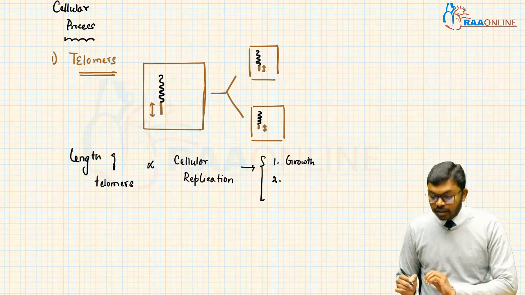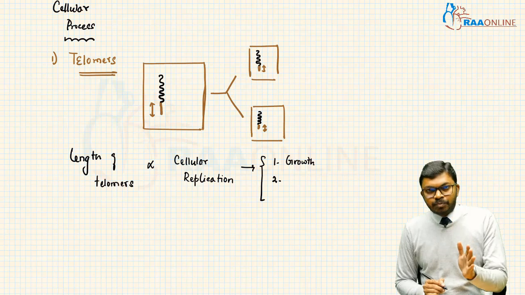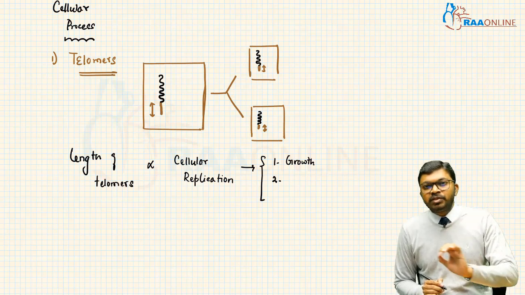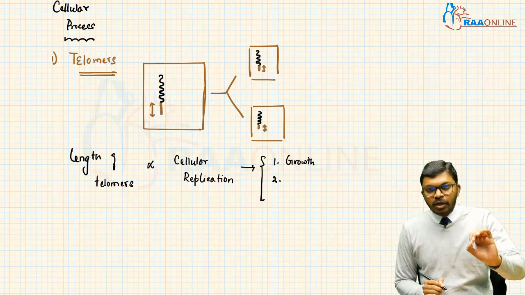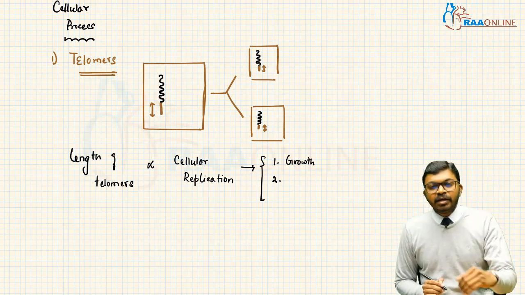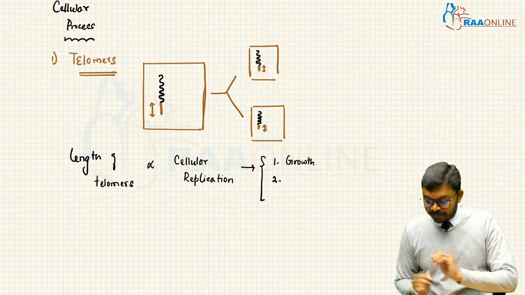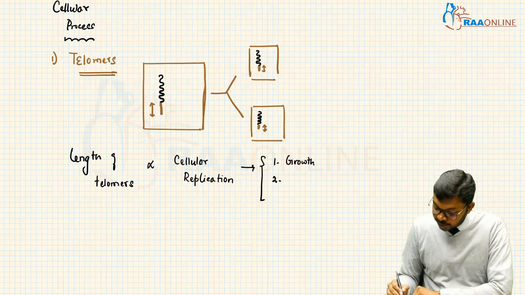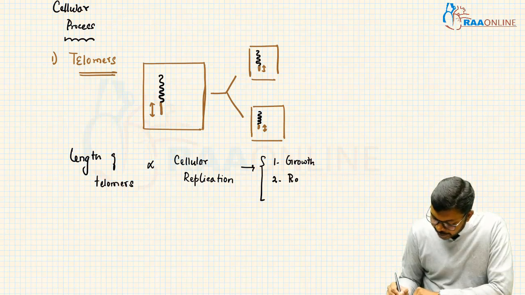So when telomeres stop, when there is no more telomere available, cell division stops, which means there is not going to be any further growth. When growth ends, aging begins. As simple as that. Alright, number one is cellular replication, which is concerned with growth. Number two, it is going to be the repair mechanism.